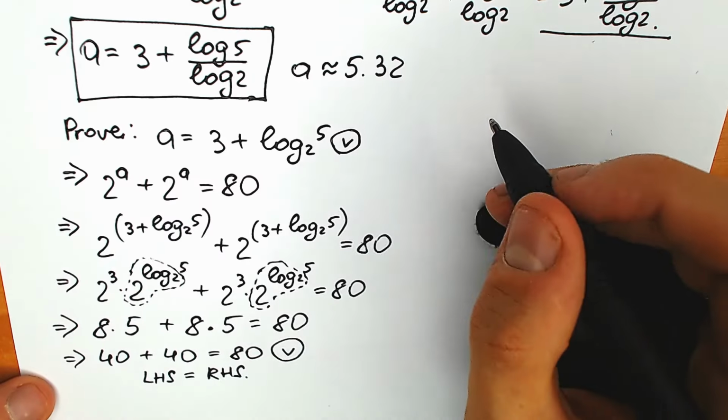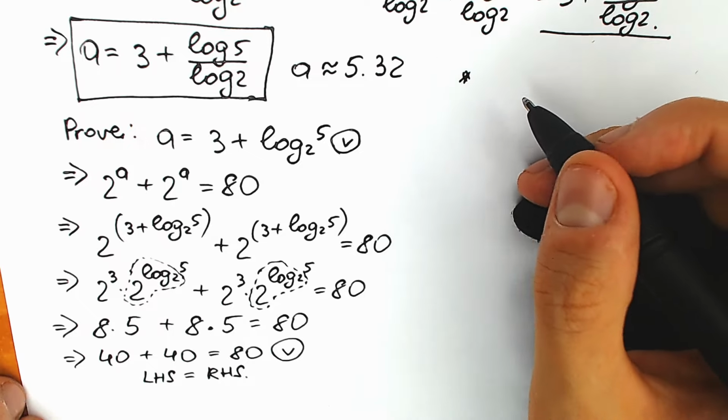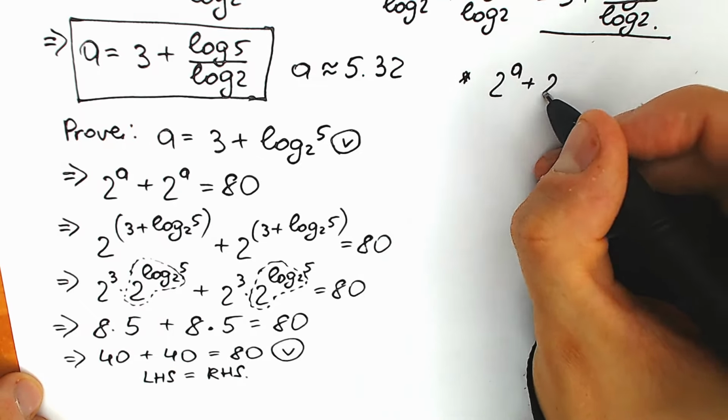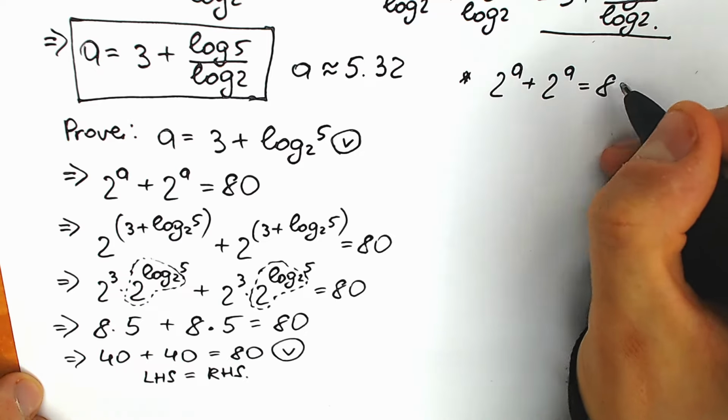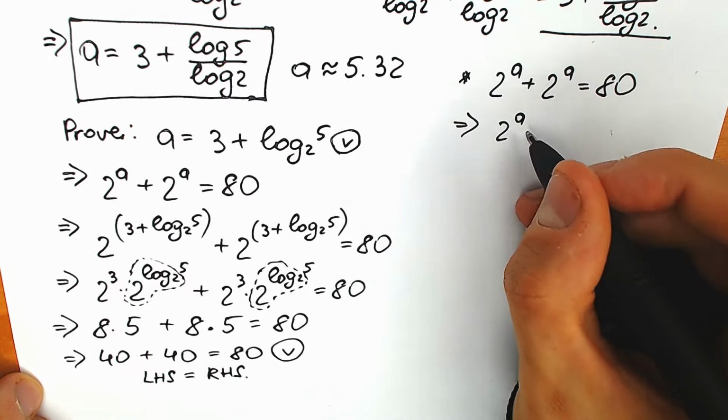And the third way, I'm going to show you how we can find maybe a more complex root. So here's our question: 2 to the power a plus 2 to the power a equal to 80. And of course, as I said before, we get 2 to the power a equal to 40.